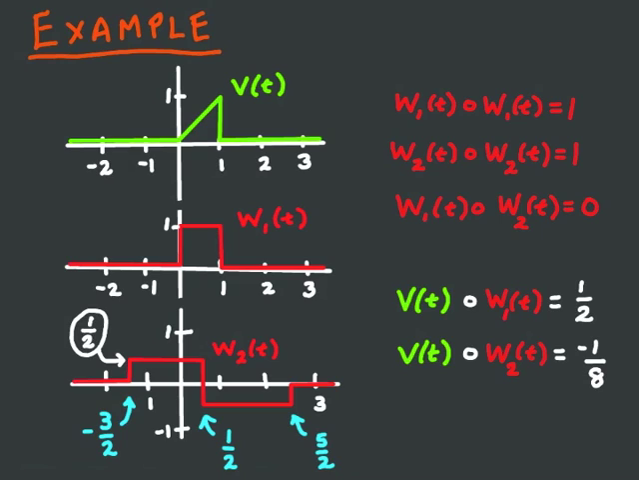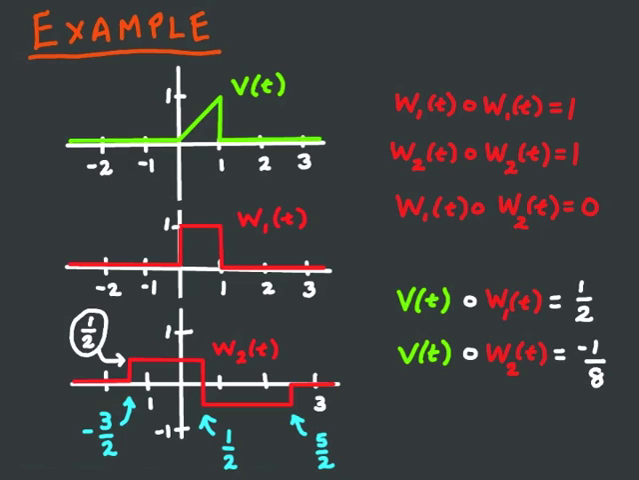For this example, we're going to use the exact same v of t that we used previously when we were trying to do an approximation. Our w1 of t signal will be the same w signal that we used before. But now I'm going to introduce a second w signal. This one, w2, is orthogonal to w1. Both w1 and w2 are unit energy signals, and so w1 and w2 form an orthonormal basis set.